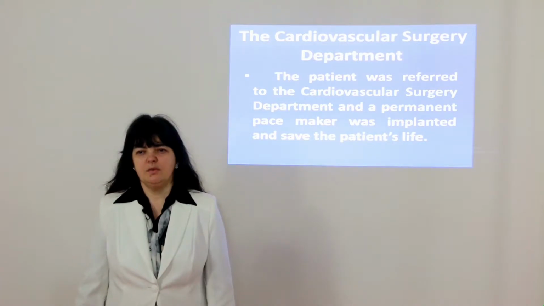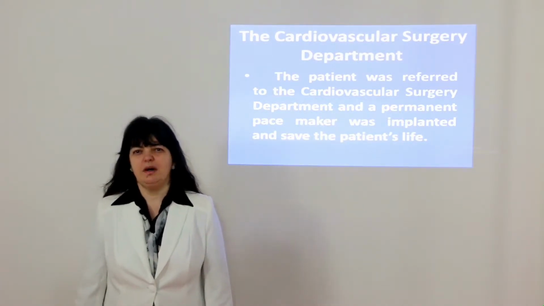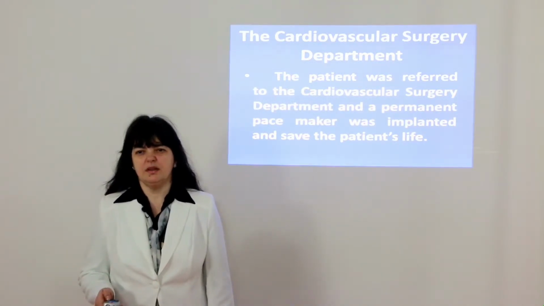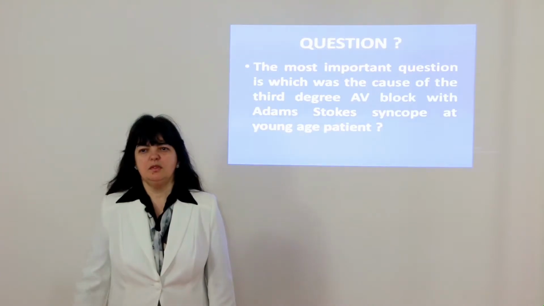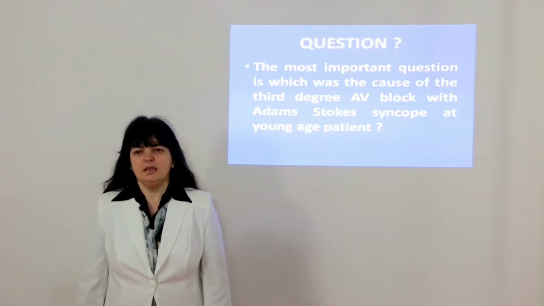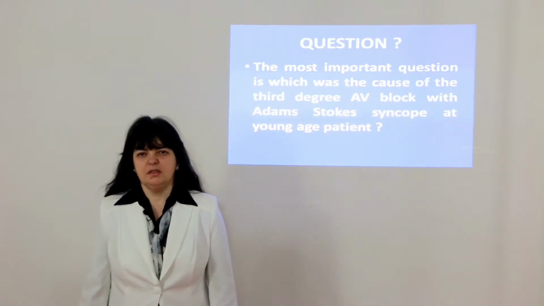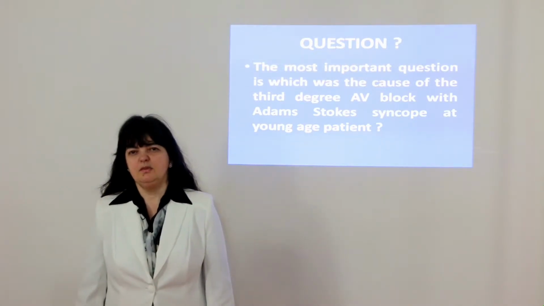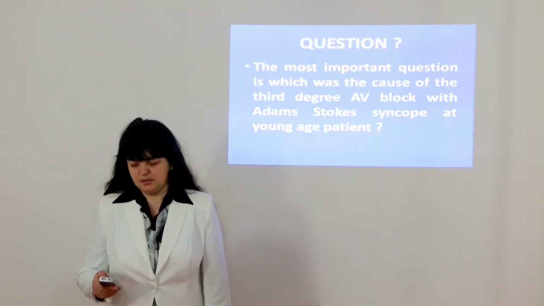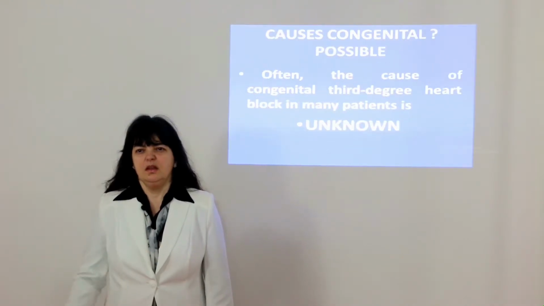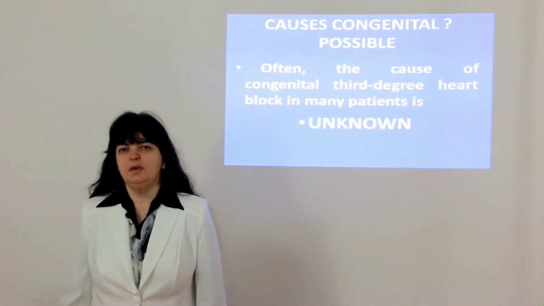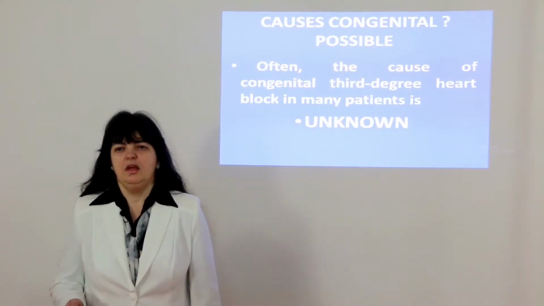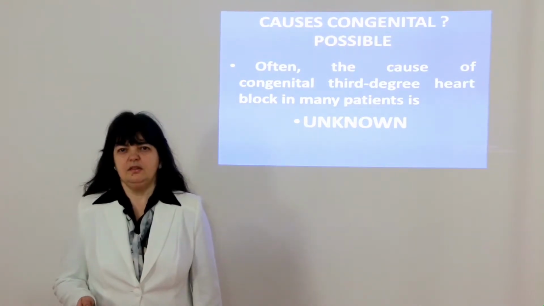At this moment, the patient was referred to the cardiovascular surgery department, and a permanent pacemaker was implanted and saved the patient's life. The most important question was in which context this third-degree AV block appeared in a young patient with this Adams-Stokes syncope, because it's really unusual for a young patient to have such a severe diagnosis. A congenital cause is possible to take into discussion, and the cause of the congenital third-degree AV block in many patients, in fact, remains unknown.